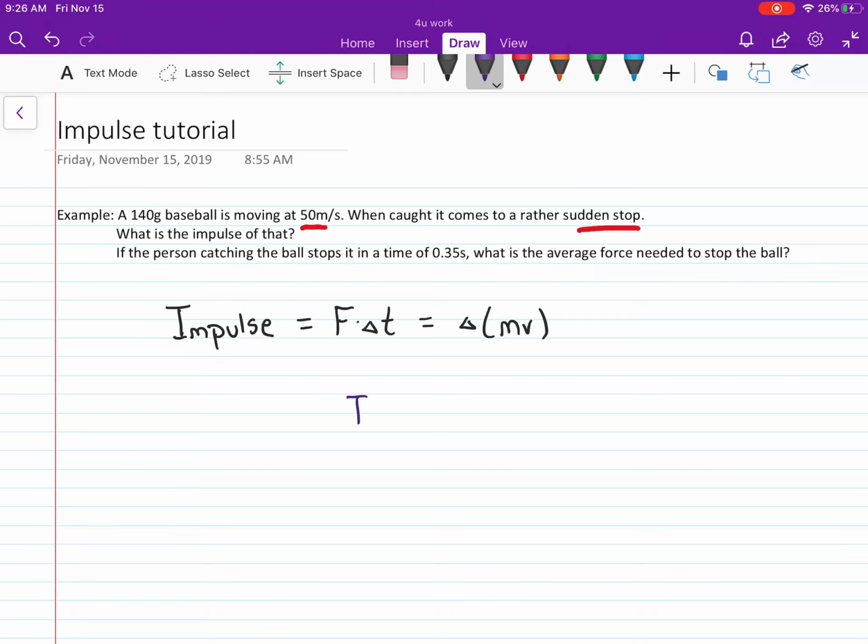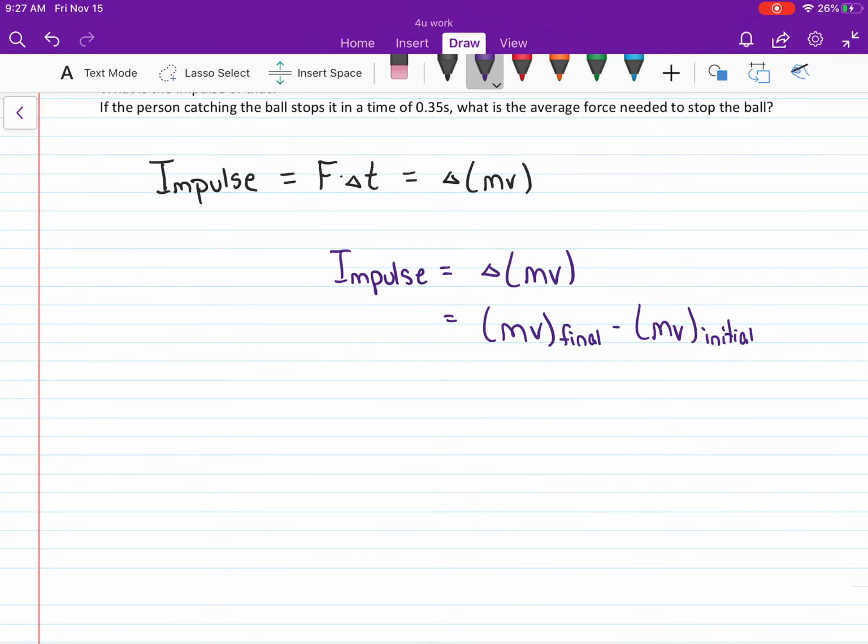So for our baseball, we're going to use that impulse is change in momentum. Change in anything is always the final value minus the initial value. For this one, the mass is constant, so it's really the mass multiplied by the change in velocities, v2 minus v1.